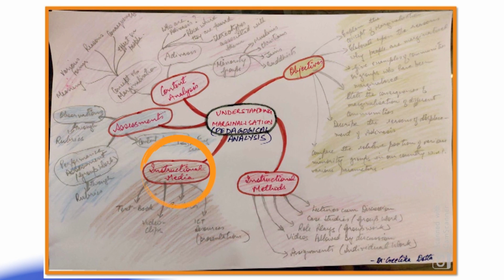Third, we come to instructional media. We can make use of different kinds of instructional media. For example, the textbook is there, we can have video clips, handouts, worksheets, or ICT resources. The basic point is we need to make use of those media which students find interesting. We can use movies, animation characters, some actors, or some series. We need to find out the things or the characters with which our students connect.